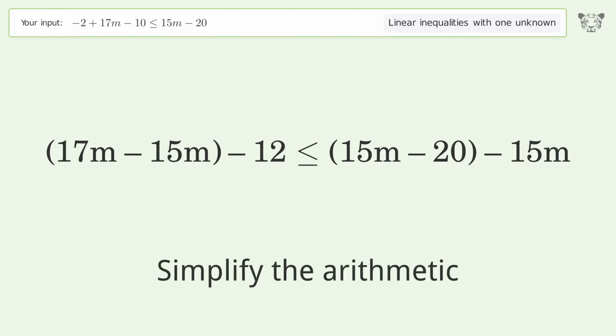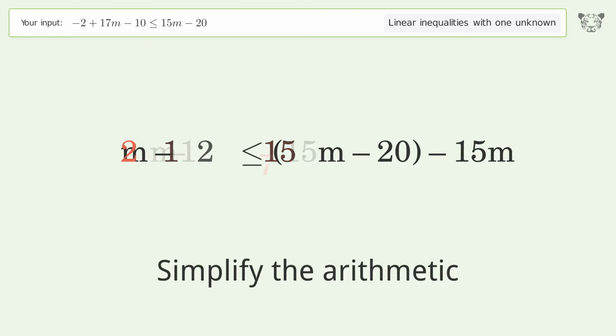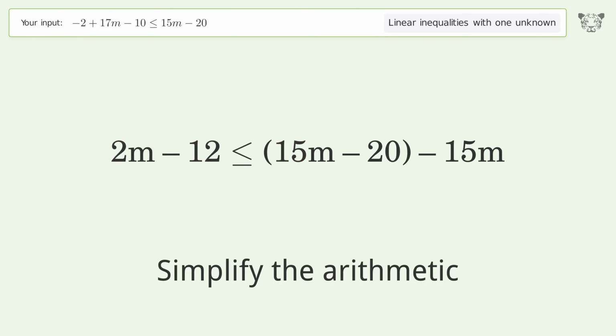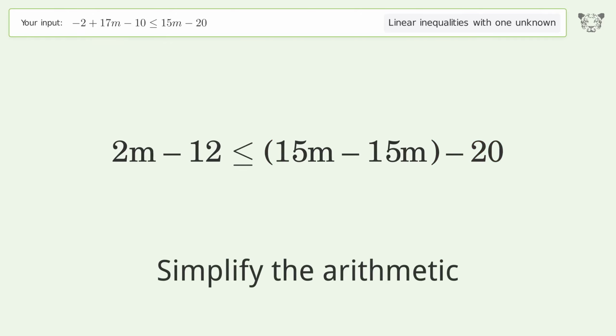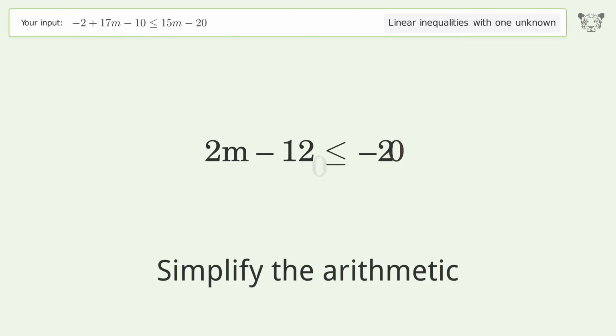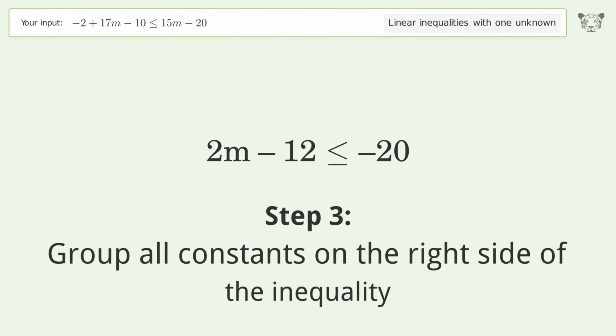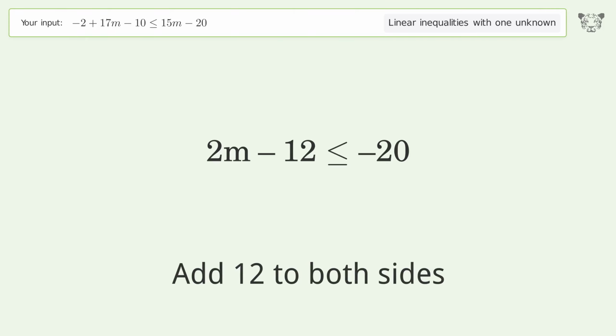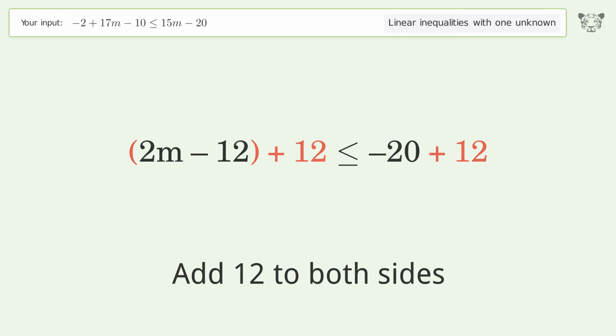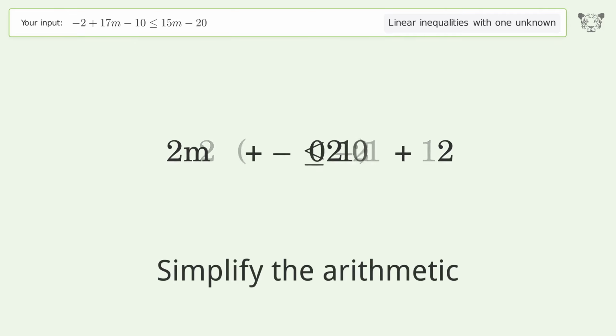Simplify the arithmetic. Group like terms. Simplify the arithmetic. Group all constants on the right side of the inequality. Add 12 to both sides. Simplify the arithmetic.